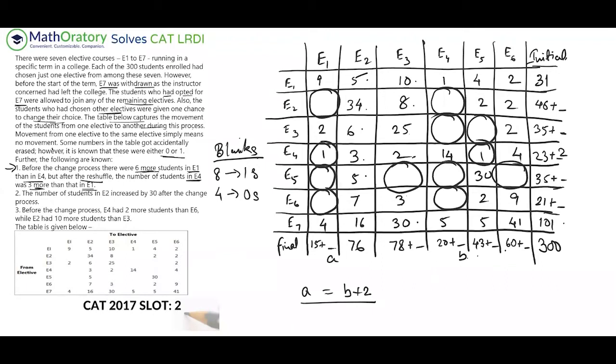So now let us get to how to use this information. We know that this A is 2 more than B, right? Now look at the blanks in each of these columns. E1 has 4 blanks and E4 has 4 blanks. So what could be these values?